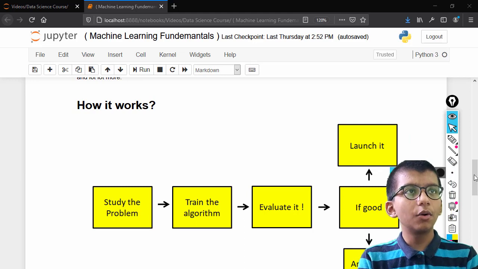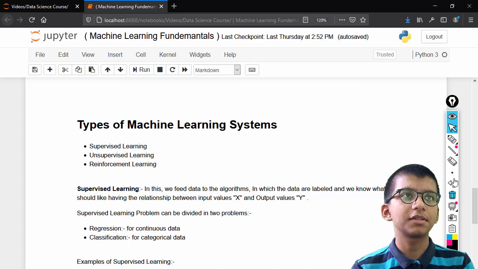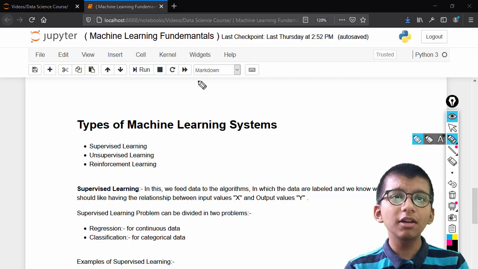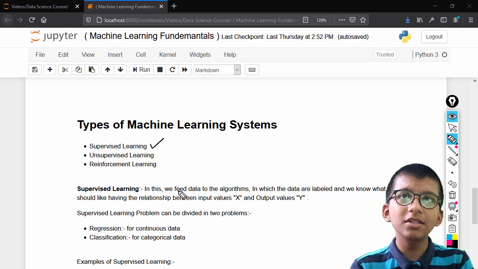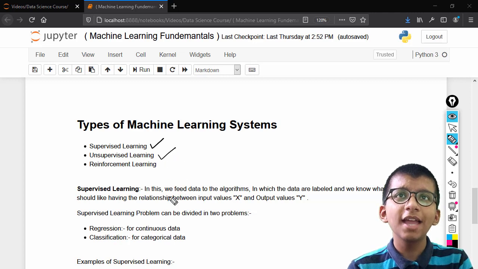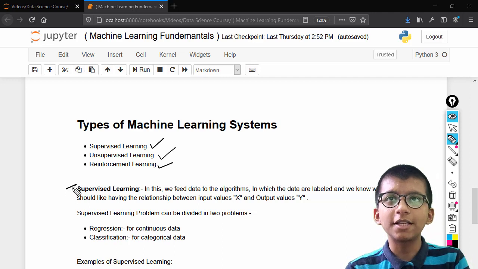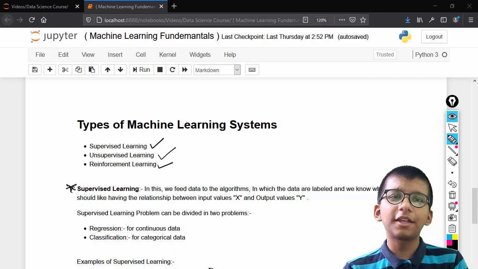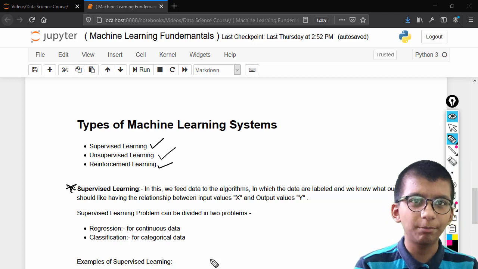Okay, so how many types of machine learning systems are there? Machine learning problems are classified into supervised learning, unsupervised learning, and reinforcement learning. Okay, so what do you mean by supervised learning? Let's first take an example.